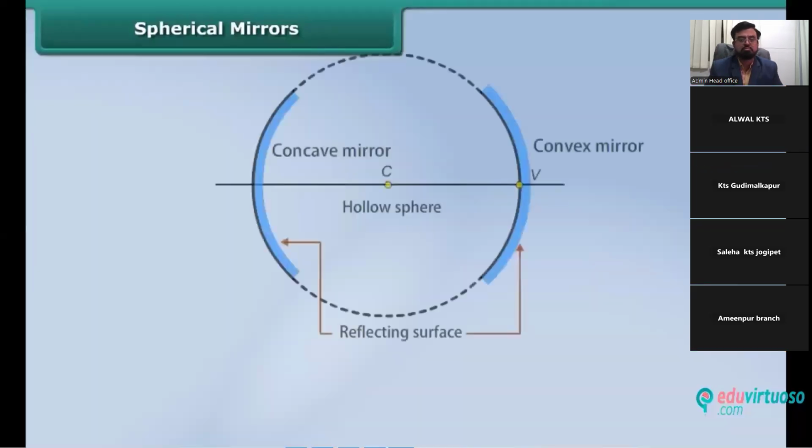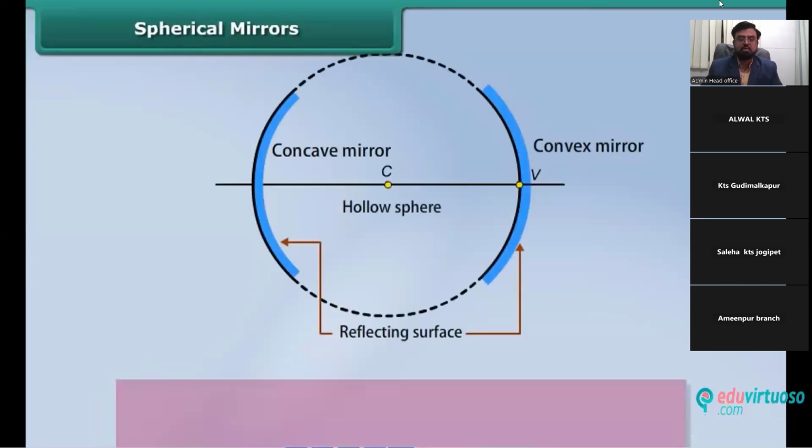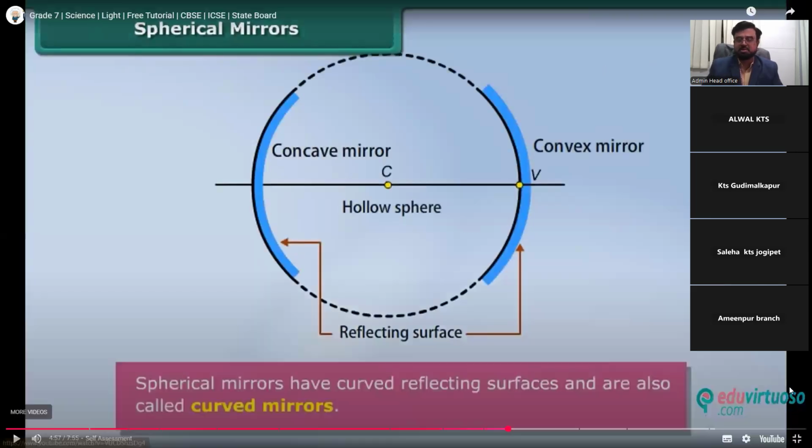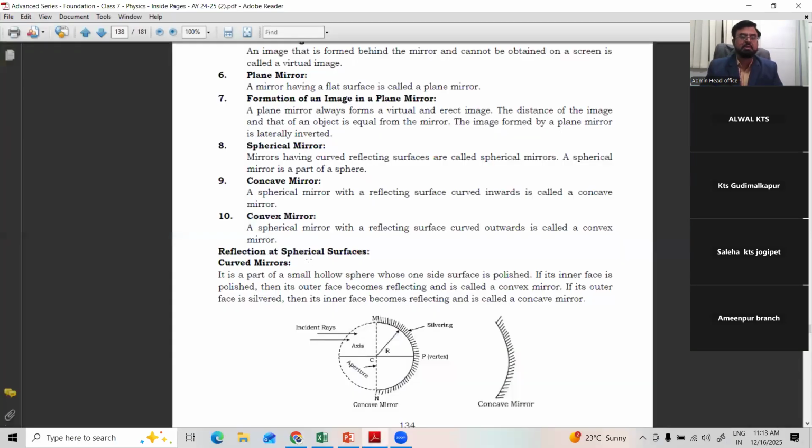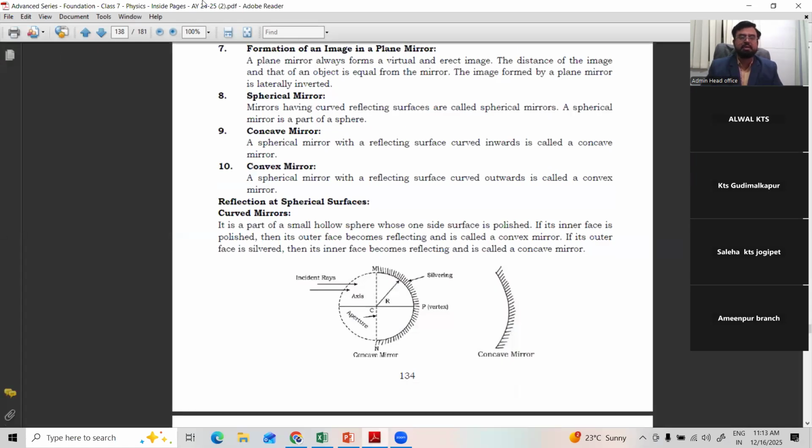Spherical mirrors. Spherical mirrors have curved reflecting surfaces, and that we'll see later, because first we have to read the spherical mirrors here. After that, we'll see the continuation. See, what is the spherical mirror? Our ninth definition, eighth one. Spherical mirror. Right? The mirror having curved reflecting surface is called a spherical mirror. Curved, either inside or outside, no matter. A simple example, spoon. You take the spoon, it acts as a curved mirror. One side is bulged, one side is hollow.